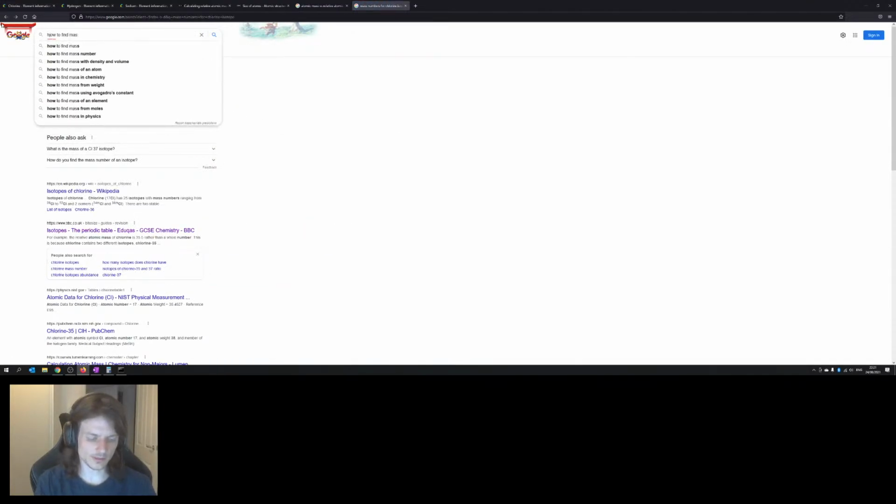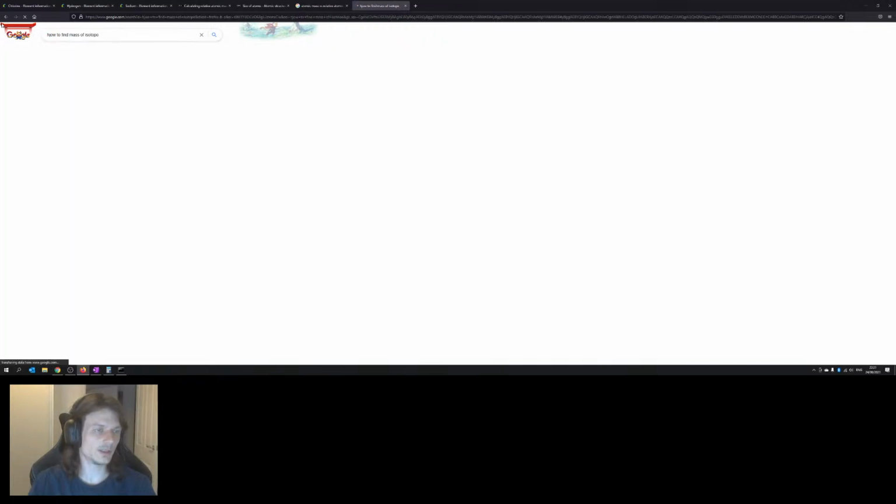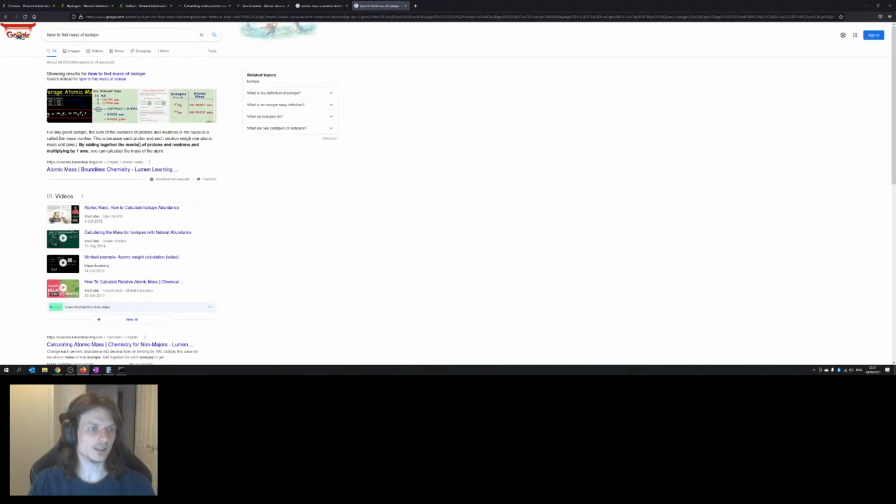How to find the mass of an isotope. For any given isotope, the sum of the numbers of protons and neutrons in the nucleus is called the mass number. This is because each proton and each neutron weighs one atomic mass unit. By adding together the number of protons and neutrons and multiplying by 1 AMU, you can calculate the mass of the atom.